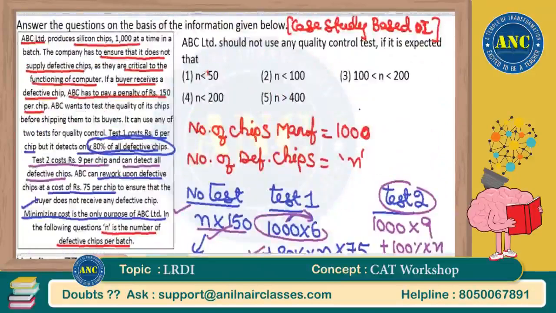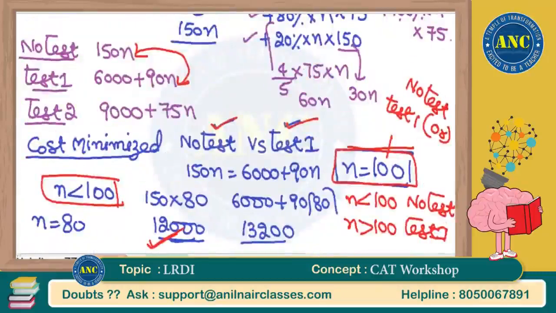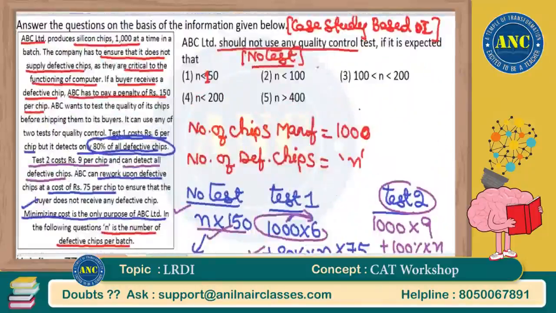Right, there is a mistake in the option. First option is n is less than 150. Question is, ABC should not use any quality control test. Should not use means no test. When did we get no test? No test is nothing but n less than 100. I hope the question is clear.